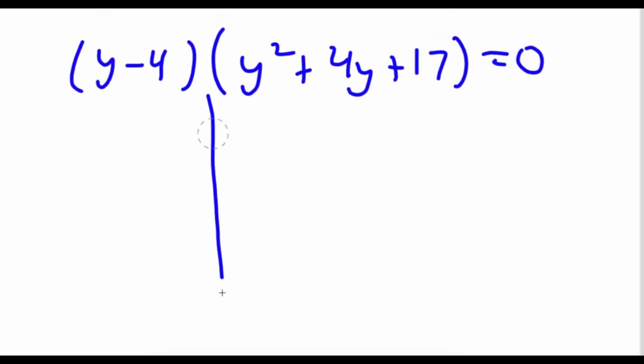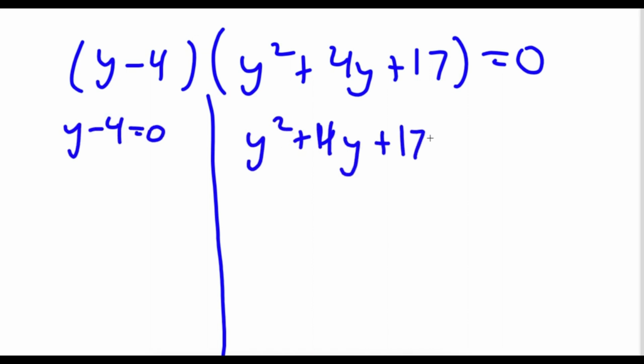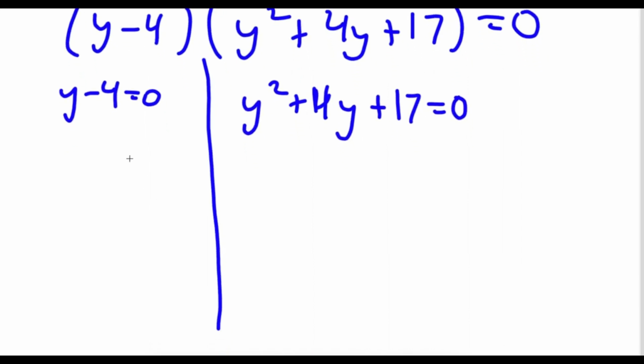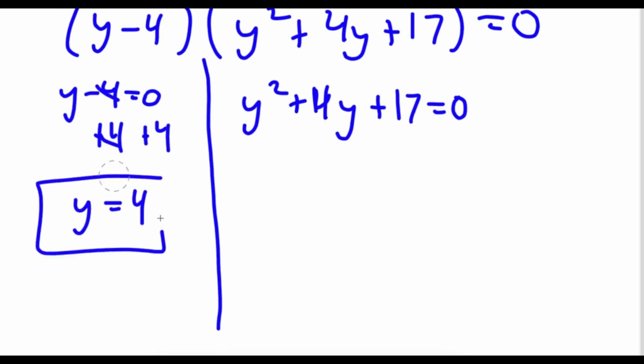So now this gives me two equations. I have y minus 4 is equal to 0, and I have y squared plus 4y plus 17 is equal to 0. Now for y minus 4 equals 0, I can simply add 4 on both sides, and I get y is equal to 4.